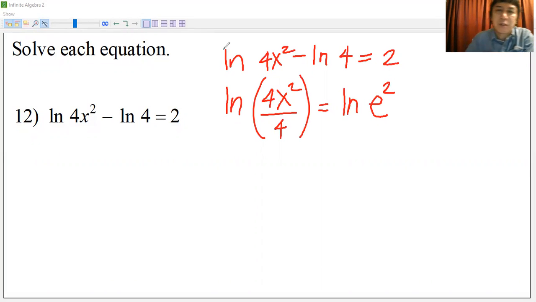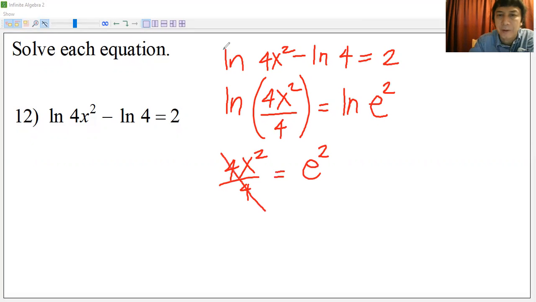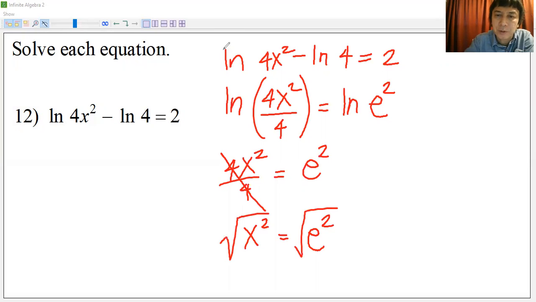And so we can drop the ln's now, and we have 4x squared over 4. You can see the 4 cancels out with the 4. So 4x squared over 4 is equal to e squared, and you only have x squared equal to e squared there. Then what happens next will be square root, and this will be plus or minus, so x is plus or minus e.